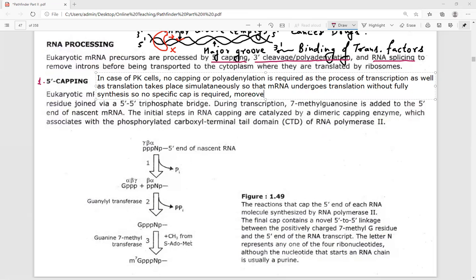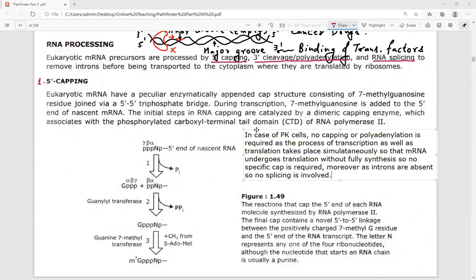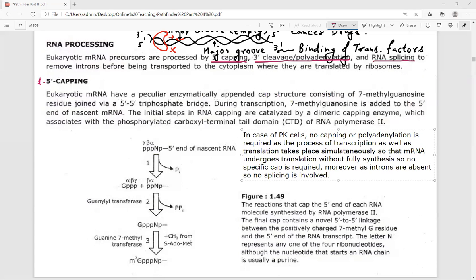Moreover, as introns are absent, no splicing is involved. And ultimately, as you know, there is no tail region present, so there would be no polyadenylation required also, because there is no tail region that is being produced. The tail region is produced towards the end of the reaction, when the entire process of mRNA biosynthesis has taken place.